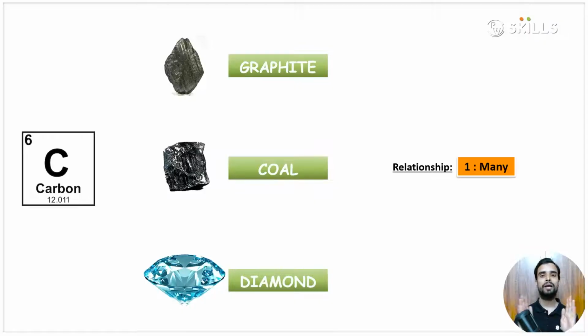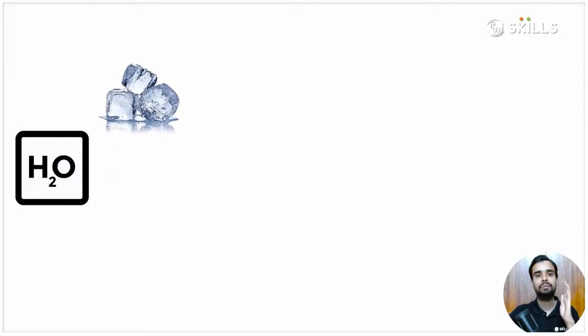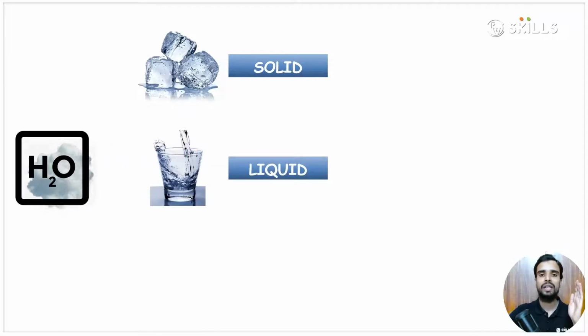Anyways, jokes apart, maybe another example would help you understand what is meant by polymorphism. Water is also said to be polymorphic in nature because water also exists in different forms. We know that water exists in the liquid state. We know it also exists in the solid state. We also know it exists in the gaseous state.